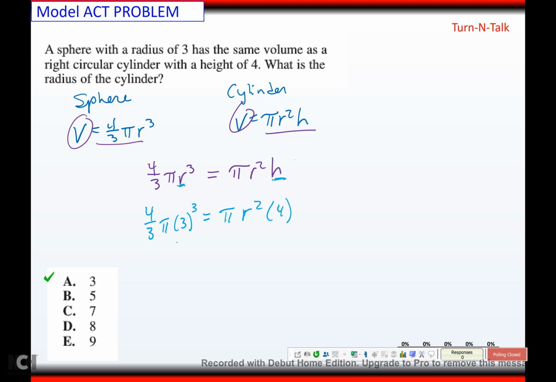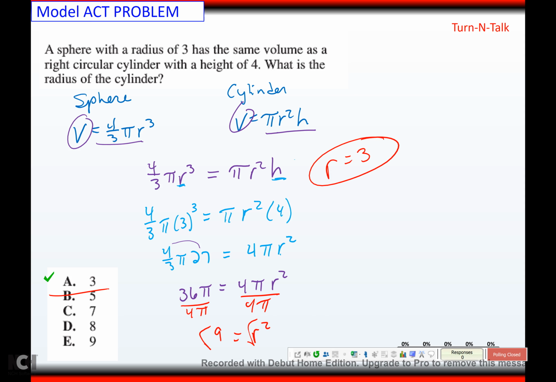So on this side I have 4/3 pi times 27, and over here, I have 4 pi r squared. I'm trying to figure out what r is, so if I do this multiplication, take 4/3 of 27, I get 36 pi equals 4 pi r squared. Again, I'm trying to get radius, so I'm going to divide by 4 pi, and I get radius squared equals 9, square root, and I get my radius has to be 3.